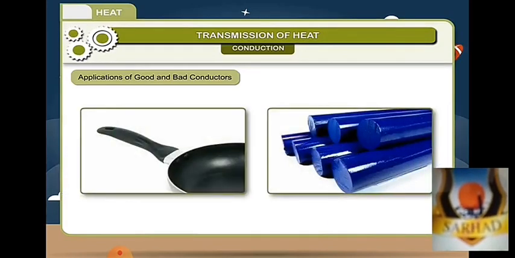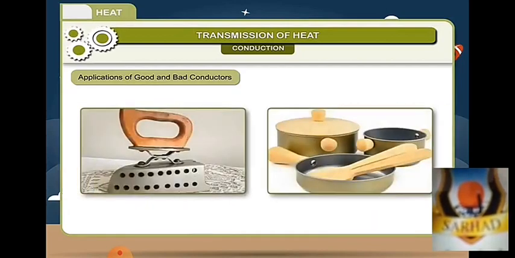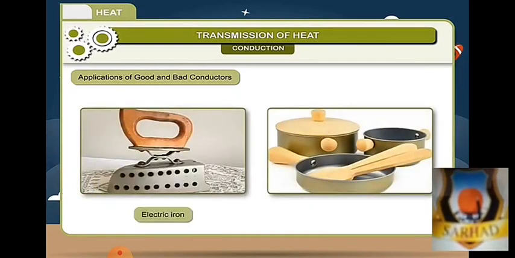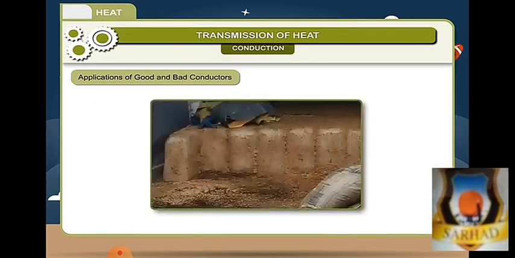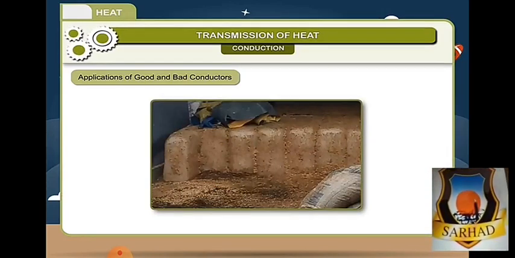3. Insulators like bakelite, ebonite, and dry wood are used for making handles of electric irons, cookware, etc. 4. Ice is wrapped with sawdust to prevent melting. This is because sawdust is loosely packed. It contains trapped air which acts as an insulator.